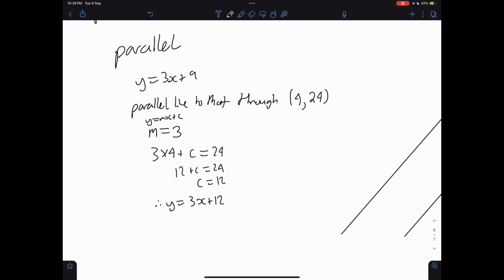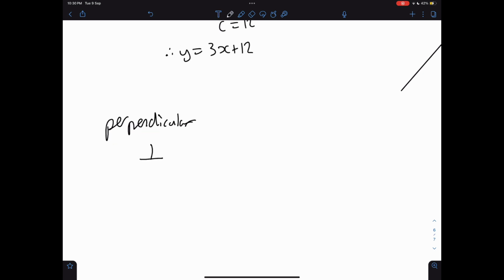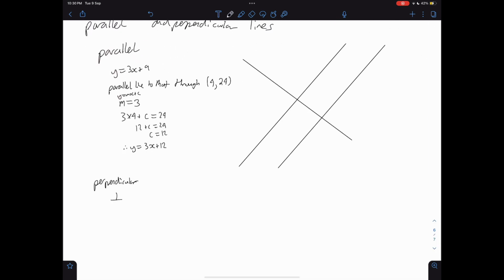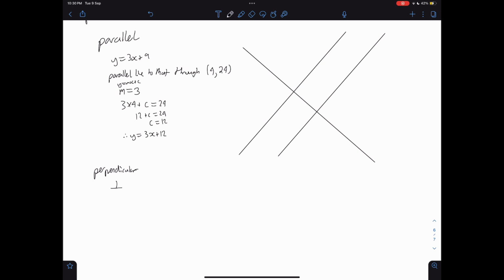Quite simple. Parallel's easy. Perpendicular's a bit more difficult. Now we can use this symbol, and what that would imply is you've got 90 degrees. So what do you think might be the relationship for this one? Well, one of them's positive and one of them's negative, so there's that. But what might actually be the relationship?